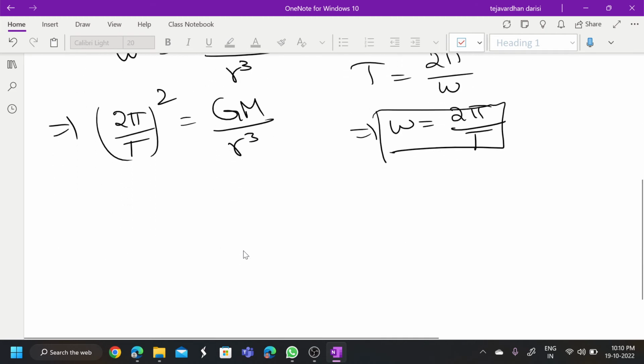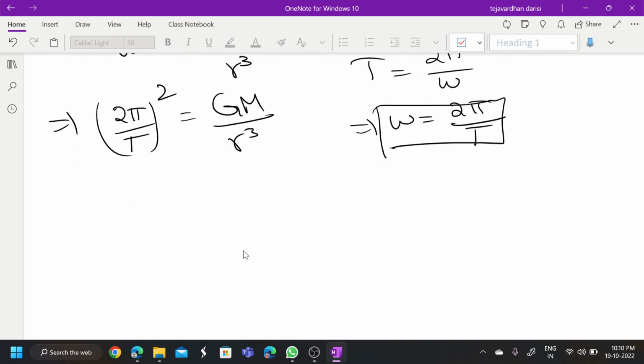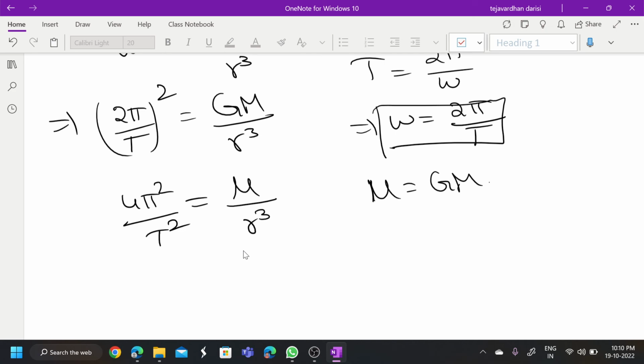From here, we know the Kepler constant mu, whose value is about 6.40 into 10 power 5. It is equal to G M. So we can replace G M with mu by r cube. Here we get 4 pi square by T square. Then I am equating the value of T square, because we need the time period: 4 pi square r cube by mu.